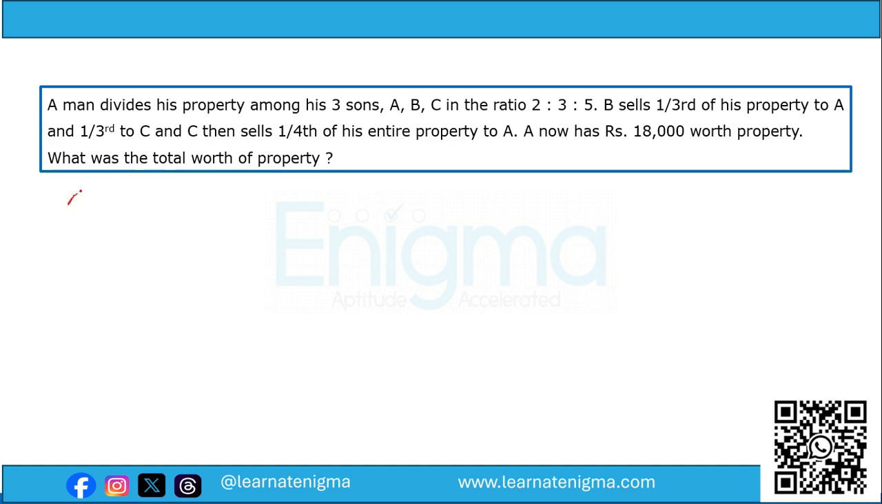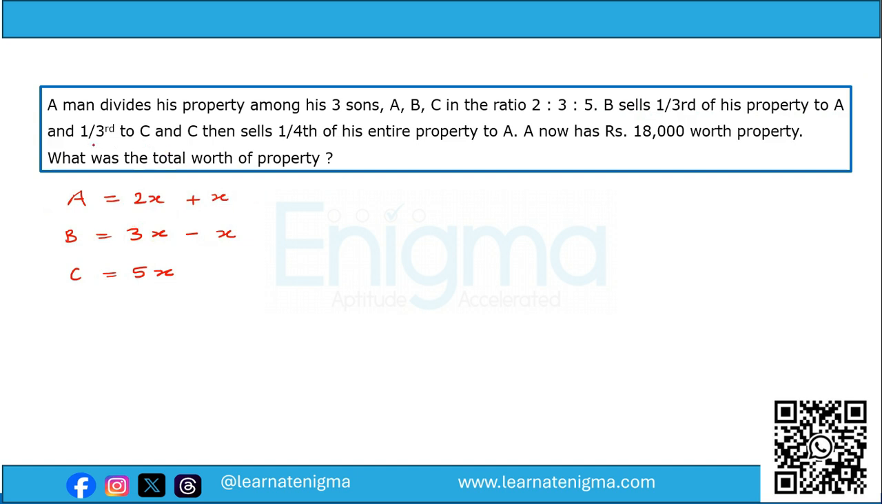Now let's assume the share of A as 2x, B as 3x, and C as 5x. Now it is given that B sells one third of his property to A. Now B has 3x property, so he is selling one third, that is x property, to A. So therefore B's property gets reduced by x and A's property gets increased by x.